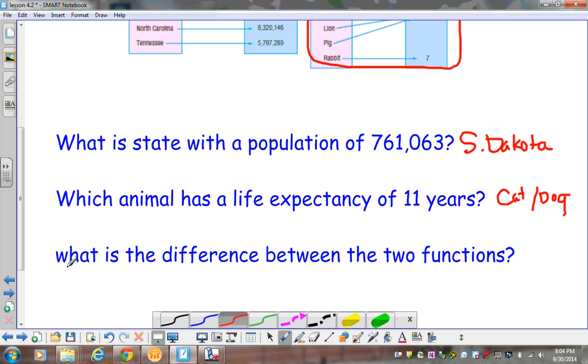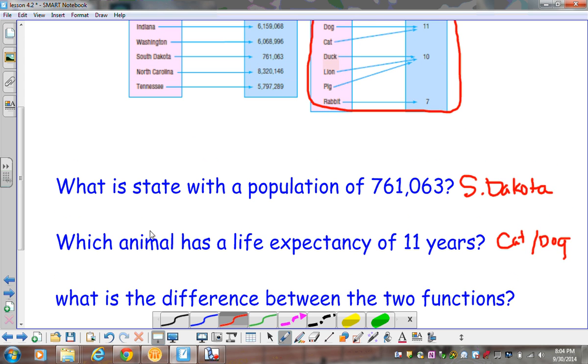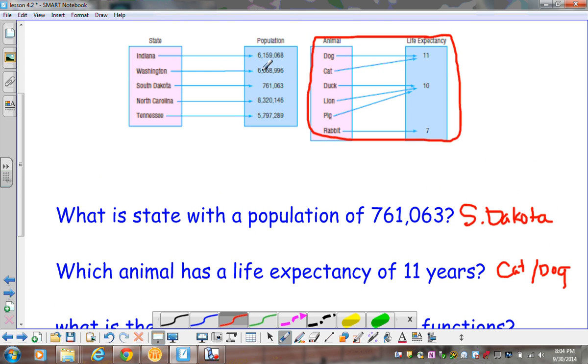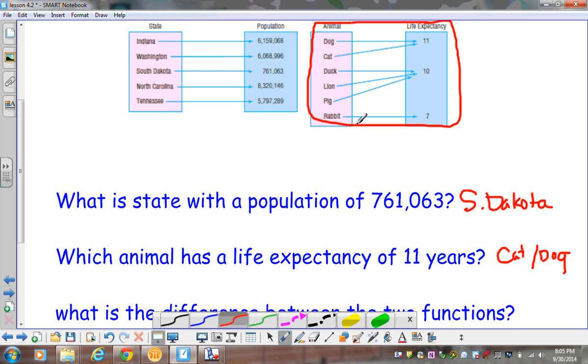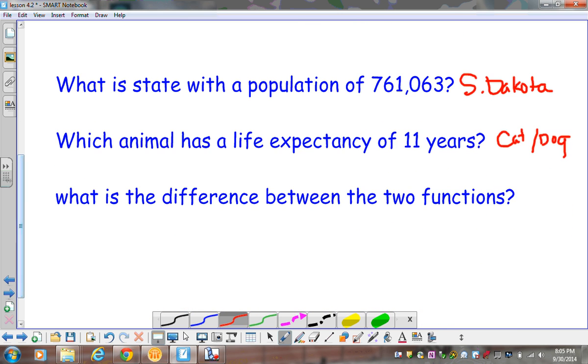Now this bottom part, what is the difference between the two functions? We kind of touched on it a little bit, but in my first function, every single one of my y values had exactly one x value with it. None of my x values repeated, none of my y values repeated. Now, if we look at my second function, none of my x values repeated. However, my y values did. We already talked about the dog and cat, but if you look at duck, lion, and pig, all three of those have a life expectancy of 10 years. So that would be duck, comma, 10, lion, comma, 10, pig, comma, 10, rabbit, comma, 7. So my 10 would also repeat. So again, this would not represent a one-to-one function. So this is what a mapping would look like.